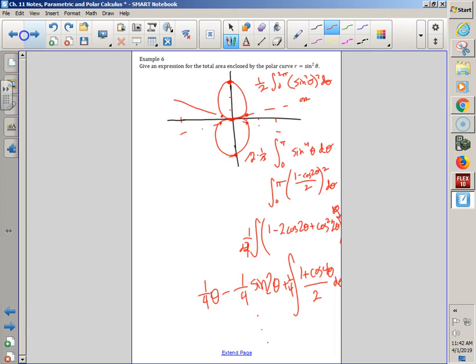Now, pull out the 1/2. Doesn't need to be a 1/4. It's not squared this time. And then you would do u sub again. Is that okay, though?